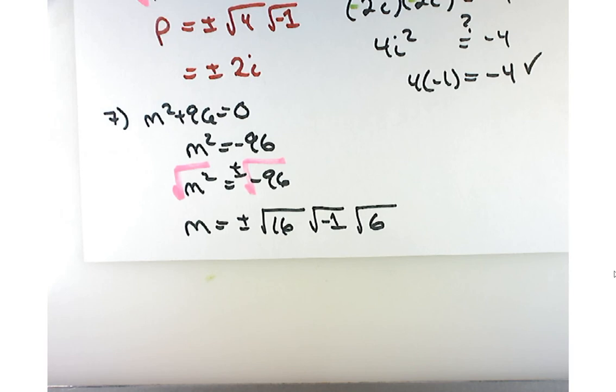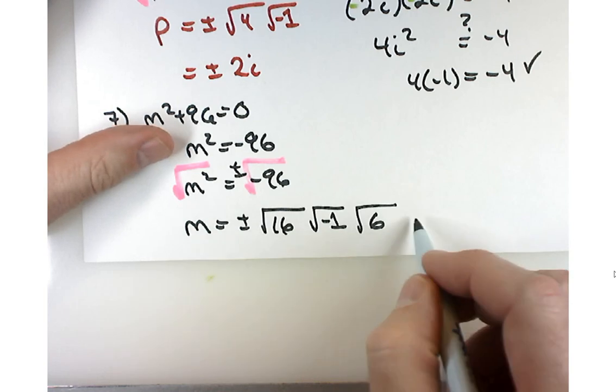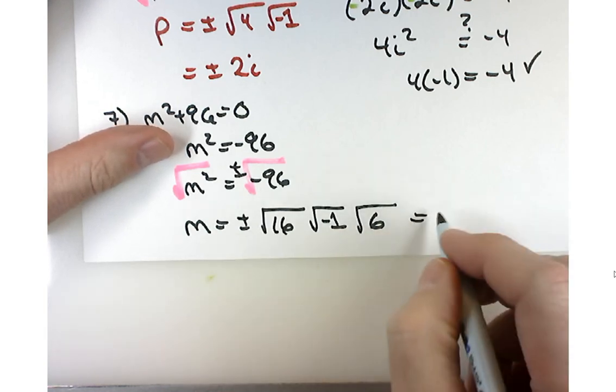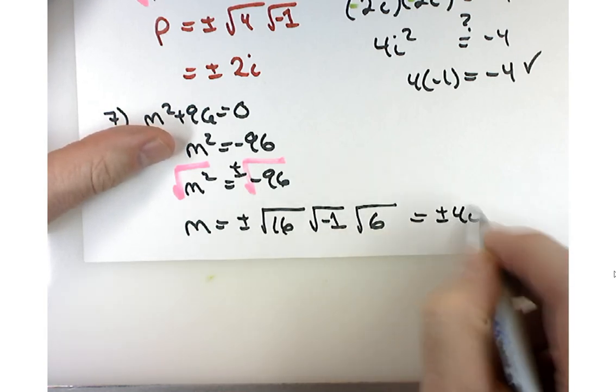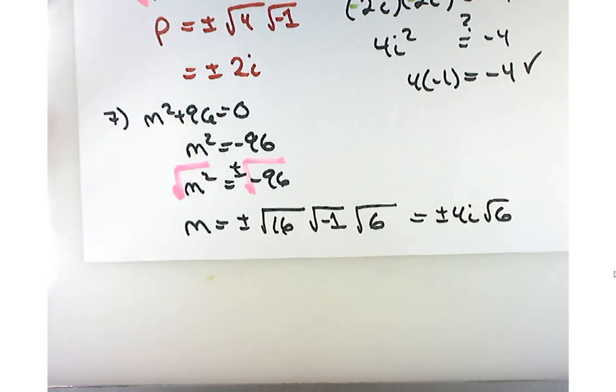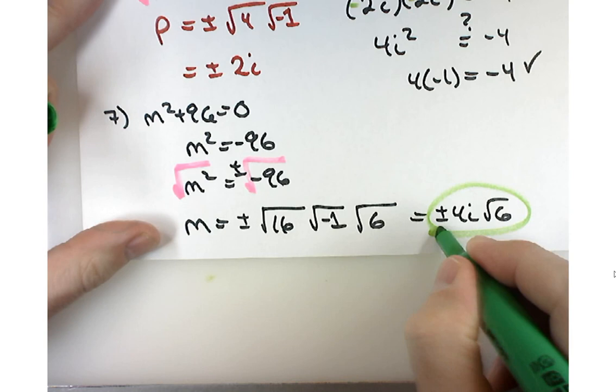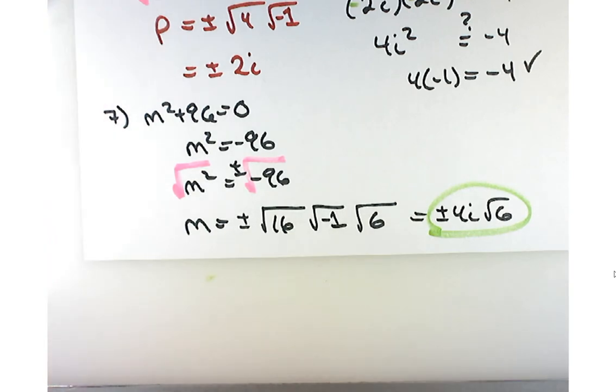So this will all simplify. Emmy, what's that going to equal? 4i square root of 6. Perfect. And that's our answer: 4i times the square root of 6. Beautiful. We should celebrate that one.